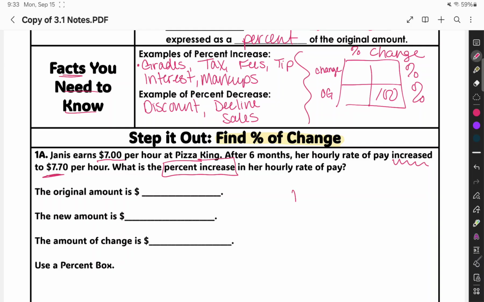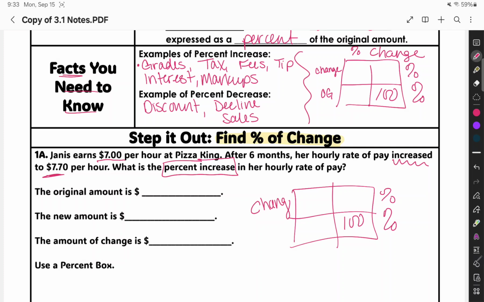I see the word percent, so I know I need a percent box. And because it's a percent increase, I know something has changed, something's gotten greater, so I'm going to use a percent change box. I can go ahead and make this box up because I know I'm going to need it. We've got a few things to pull out so that we can fill this box in. The first thing is we need to know what our original amount is. Does it tell us what our original amount was? Originally, Janice was earning $7. Now, after 6 months, she's earning $7.70.